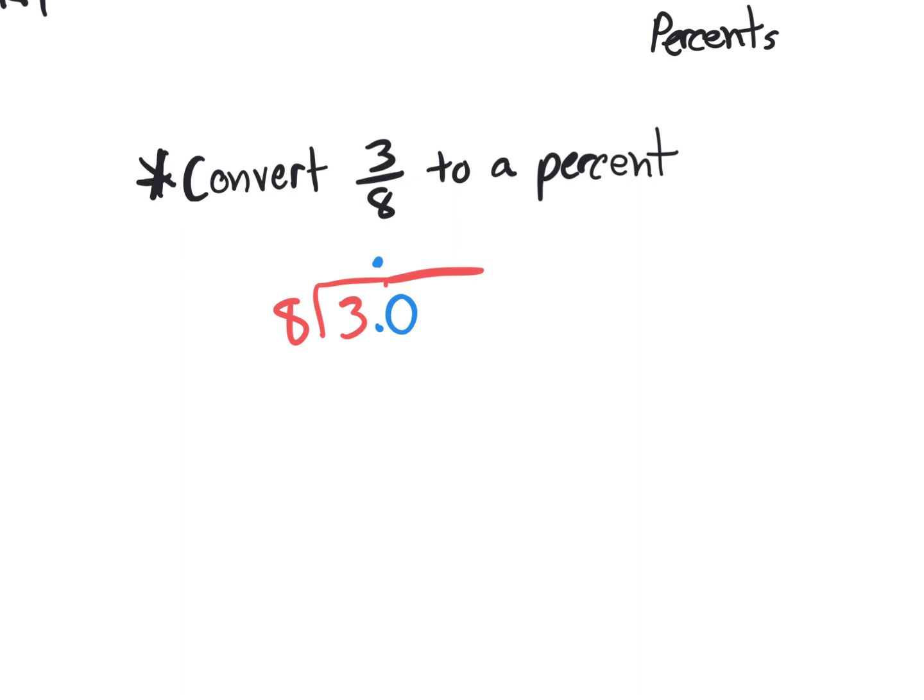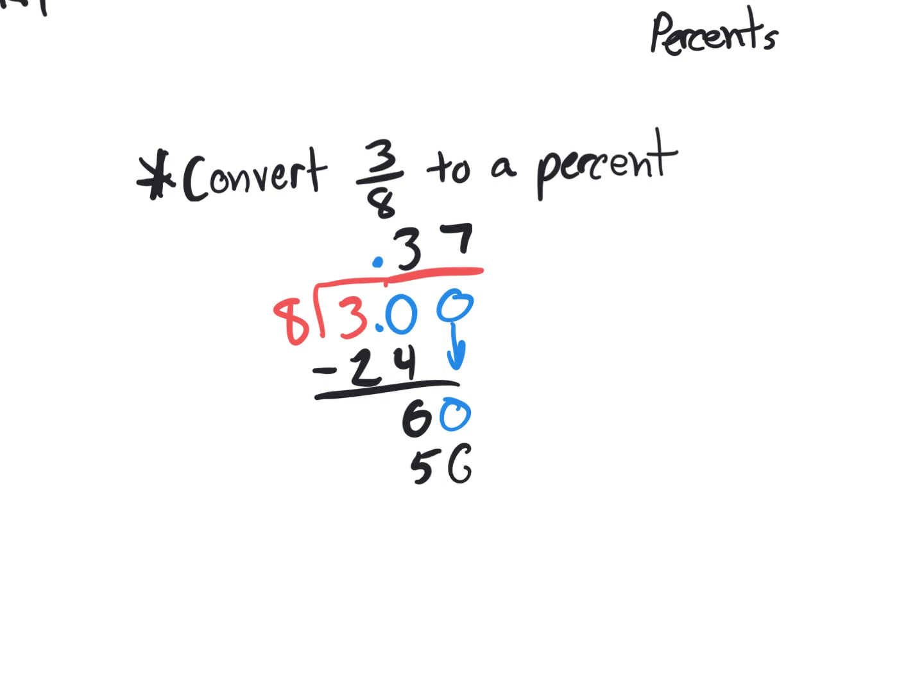That didn't work. 8 times 3 is 24. Subtract, and we will have what left over? 6, thank you. And then from there, we add a 0 and drop a 0, and now it looks like 60. And now we think 8 times what gets us close to 60 without going over? 8 times 7 gets us 56. That's close to 60. And when you take away 56, that is a 4 left over.